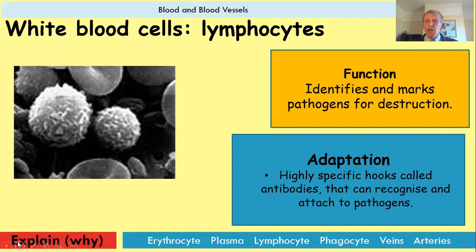And white blood cells are able to identify which things in our body are pathogens, and it grabs hold of them and holds onto them, and it marks them for destruction by other cells of the immune system. And they do this by having these amazingly specific hooks called antibodies that recognize and attach to different bits of pathogens, and that's how they're able to stick to the pathogens. They've got these very special hooks that only bind to very specific parts of the pathogen, and they bind onto it, and then the other cells of the immune system know that this is a pathogen and that they're going to have to do something about it.